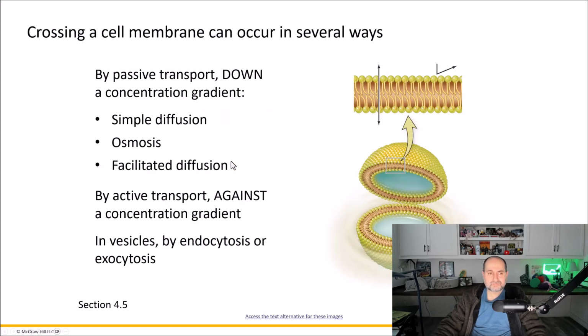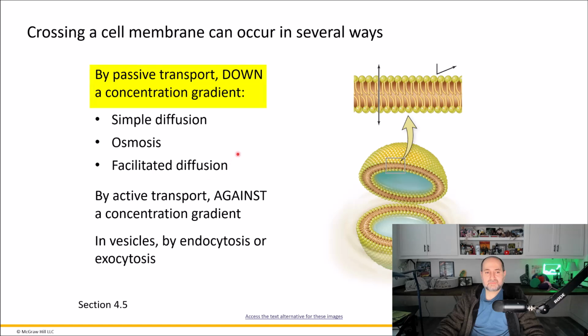And by the way, you should know this. You should know that simple diffusion, osmosis, and facilitated diffusion, all three of these are examples of passive transport. Passive transport. That means that no energy is required for movement across the membrane, right? And the reason for that is because substances are diffusing down their concentration gradient.